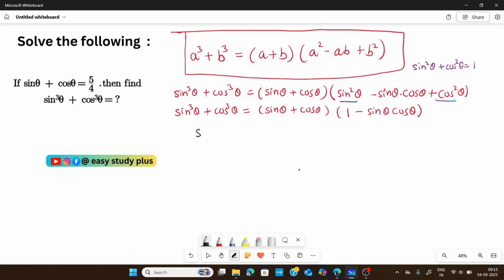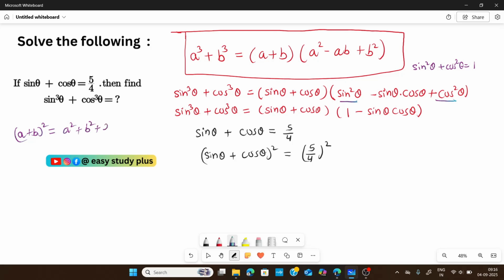Now I am writing here sine theta plus cos theta is equal to 5 over 4. Square both sides. So it will become sine theta plus cos theta whole square and 5 over 4 whole square. You know how to expand a plus b whole square. It is a square plus b square plus 2ab. I am writing the formula here so that you can put the values easily. A is sine, so sine square theta, plus b is cos, cos square theta, plus 2 sine theta cos theta.